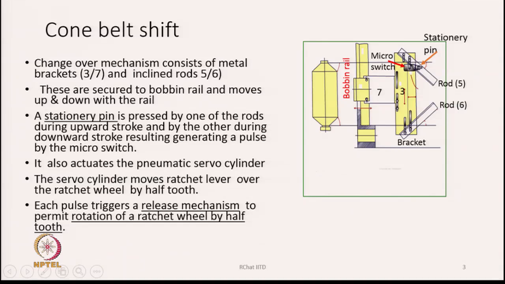There is another important thing, a micro switch, which you can see here. So, the brackets, the inclined rods, and the micro switch are there. The rods are inclined at a certain angle. These are secured to the bobbin rail and move up and down with the rail continuously. A stationary pin, which is shown here, is pressed by one of the rods during the upward stroke and by the other during the downward stroke.